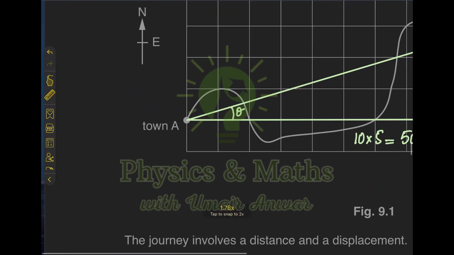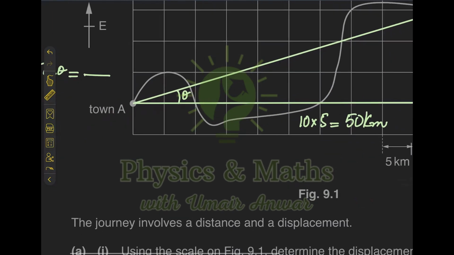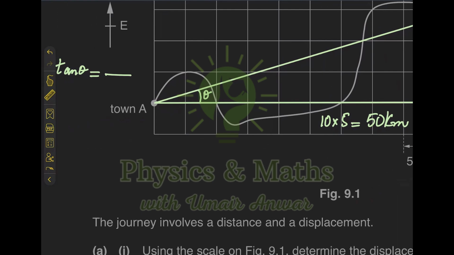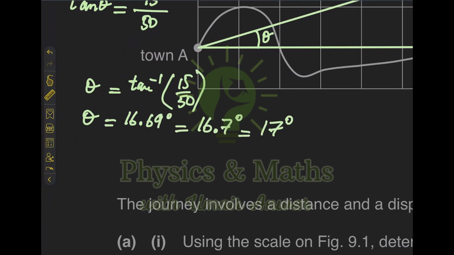And for the direction, I'm going to find this angle theta. So I'm using the ratio tan theta, which is opposite upon adjacent. Opposite is the side which is present in front of the angle theta, it is 15, and adjacent side is 50. So for this angle theta, I am going to take the tan inverse of 15 upon 50. Now this theta comes out to be 16.69 degrees, which is 16.7 degrees, or I could also write it as 17 degrees.